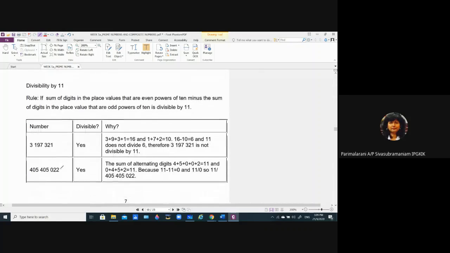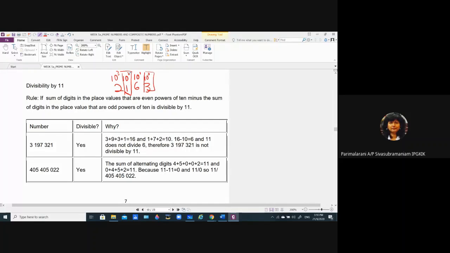Okay. Divisibility by 11. If the sum of digits in the place values that are even powers of 10 minus the sum of digits in the place values that are odd powers of 10 is divisible by 11. That means I give you a small number first. Say this number 2163. This one is 10 to the power of 0, the place value. This one 10 to the power of 1, 10 to the power of 2, 10 to the power of 3. So this place value and this place value are even number place values.